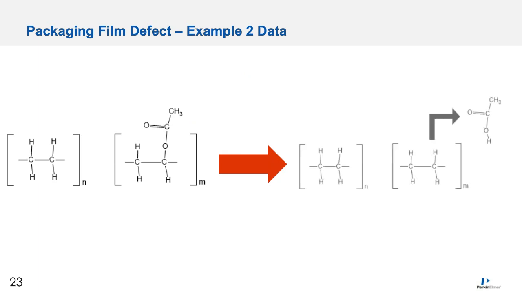So here we see a molecular representation of that degradation process. At left, we have the ethylene vinyl acetate polymers. As the material is overheated, then that polymer liberates acetic acid.